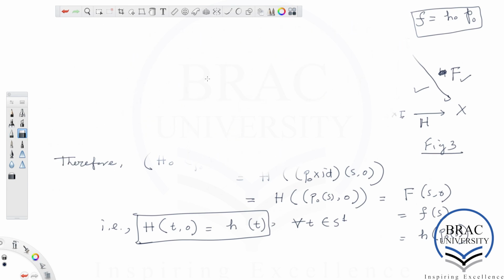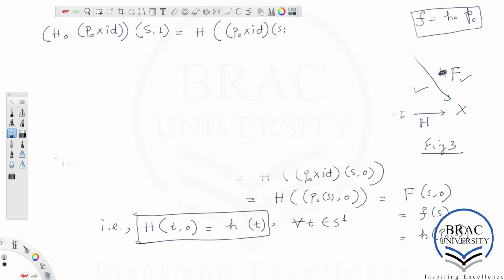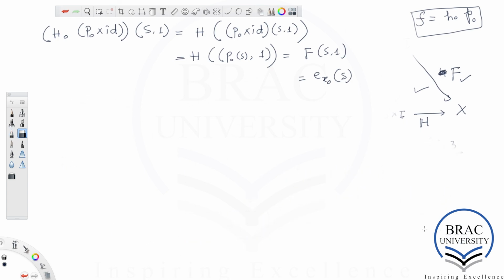Okay, so then we have H composed with P0 cross ID evaluated at S, 1 is equal to H of P0 cross ID at S, 1, which according to the definition of this product map is going to be equal to P0 of S, ID of 1, where ID of 1 is just 1, right? And from the commutativity of this diagram, it's going to be F of S, 1, and F of S, 1 is the constant map E sub x0 at S, right? So far so good. Let me erase this part.